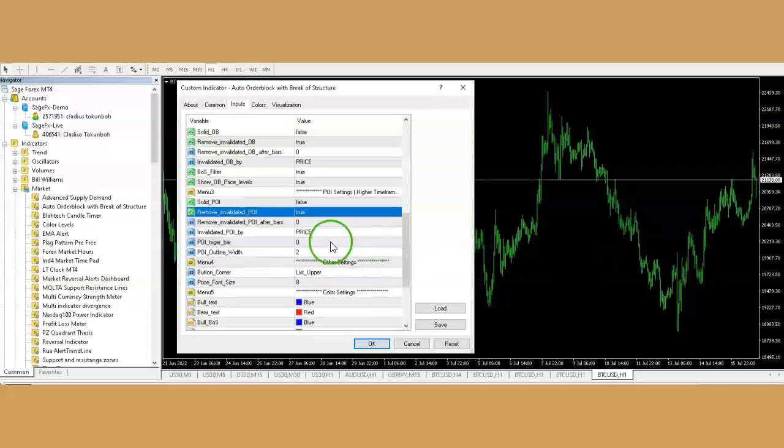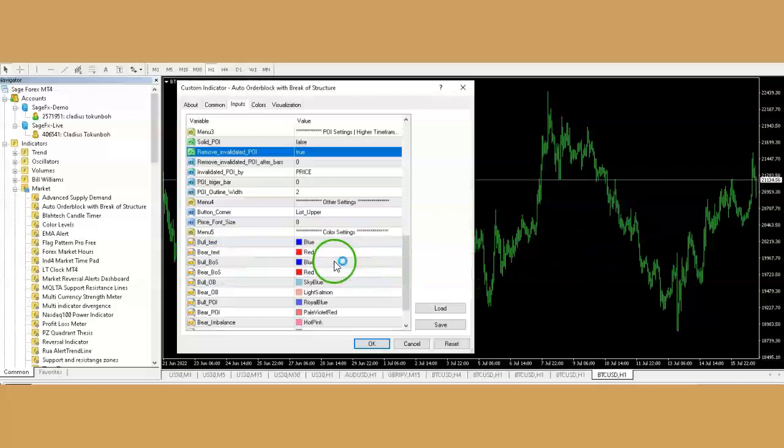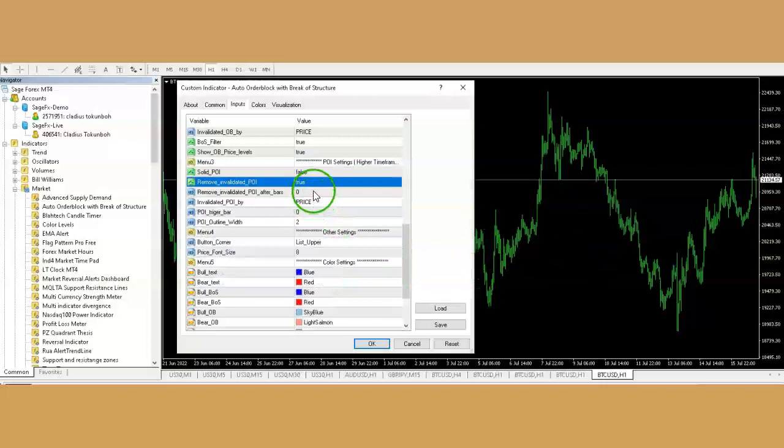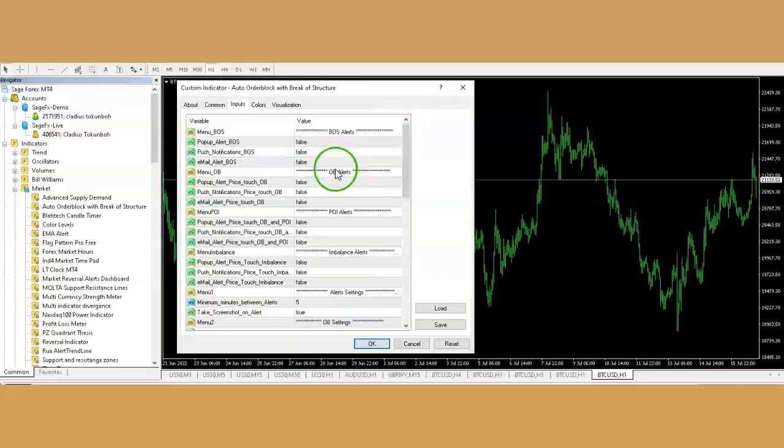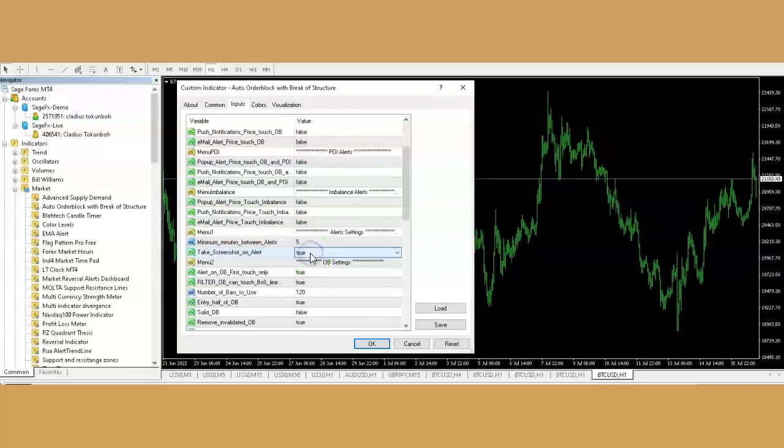It talks about point of interest, different auto blocks. And let's see, I'm trying to remove the noises a little bit to make it a little bit cleaner for y'all. Yeah, don't show price levels. See, you can see it's got alerts for breaker structure alerts, when price touches the OB, when price touches the imbalance, and different things like that.